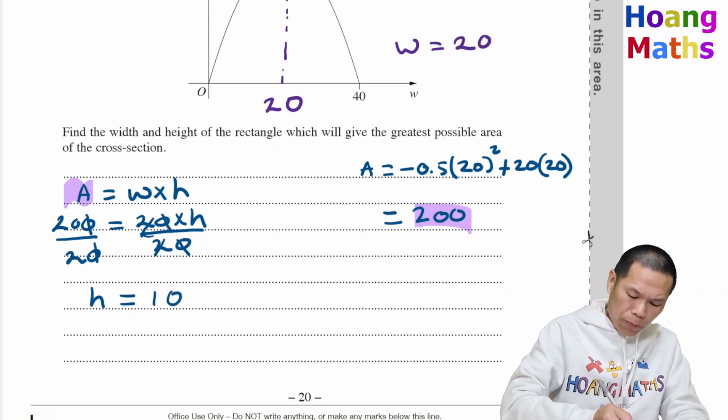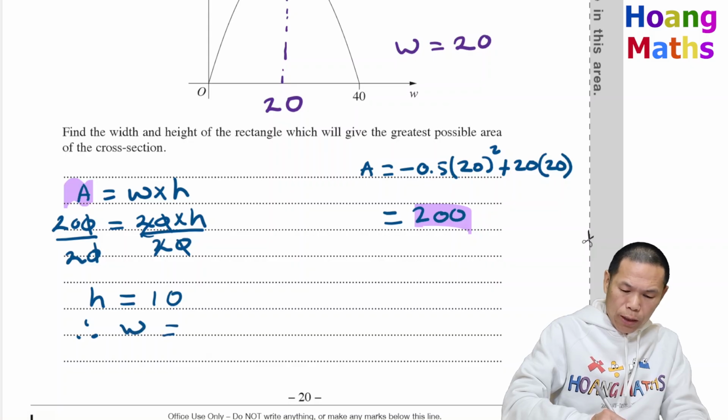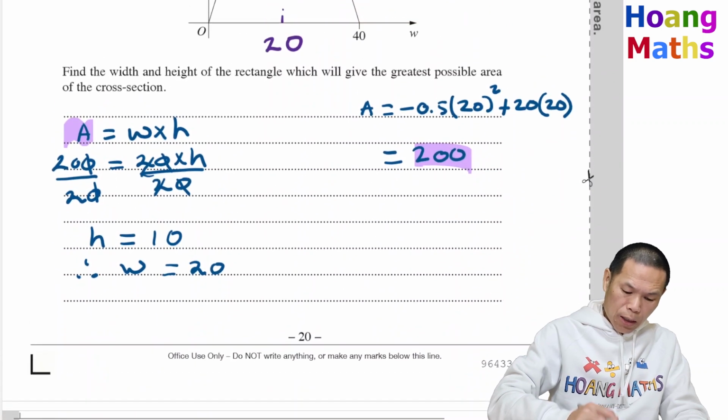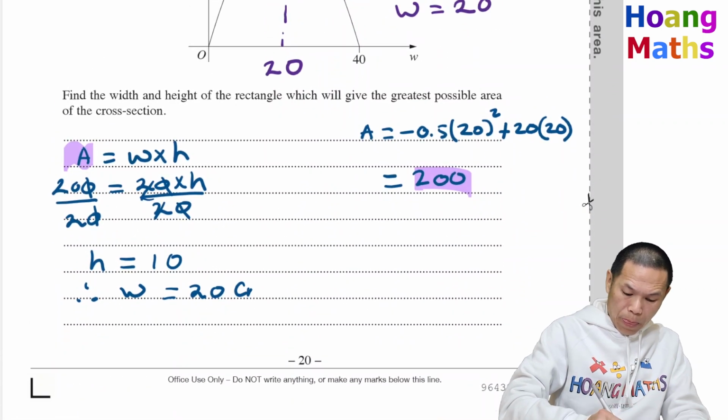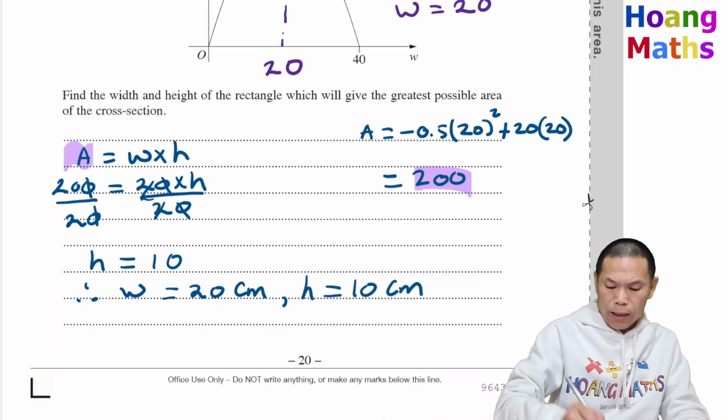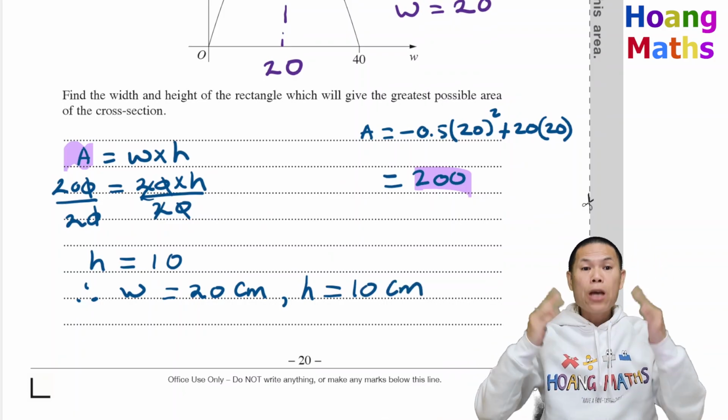Let me write this down. So therefore, W is equal to 20. The unit is centimeters. And height is 10 centimeters. There you go.